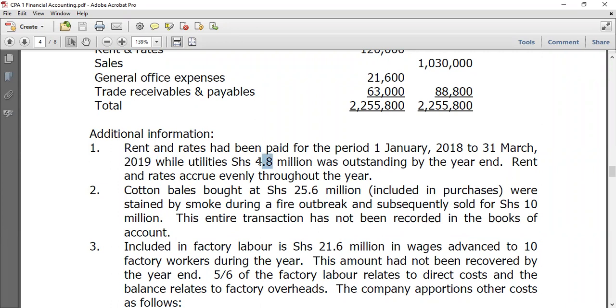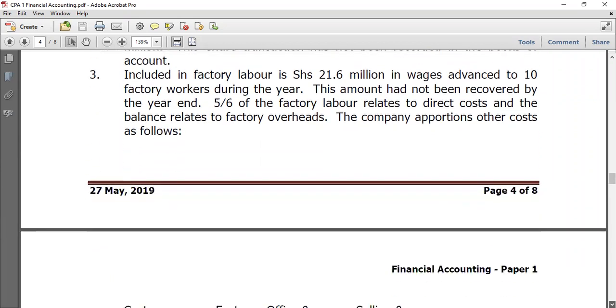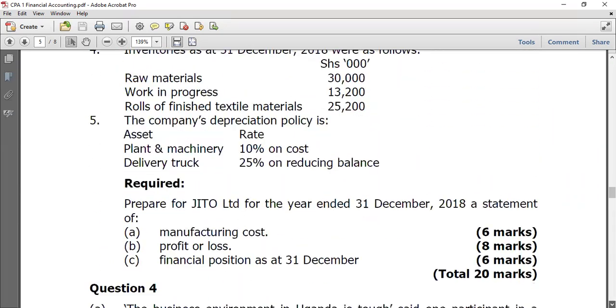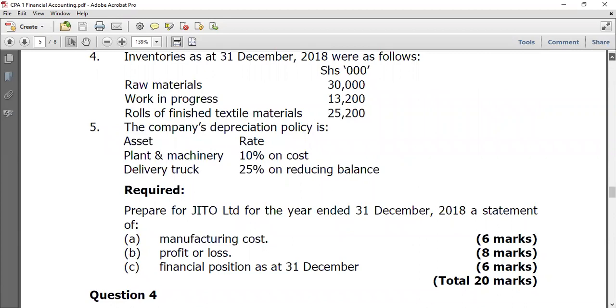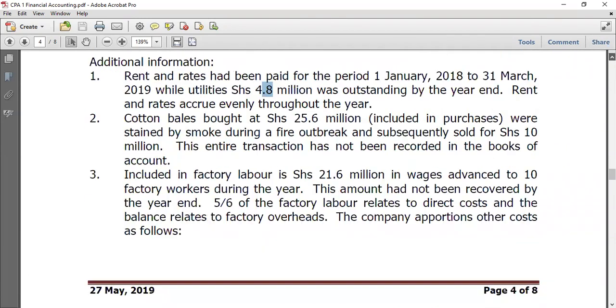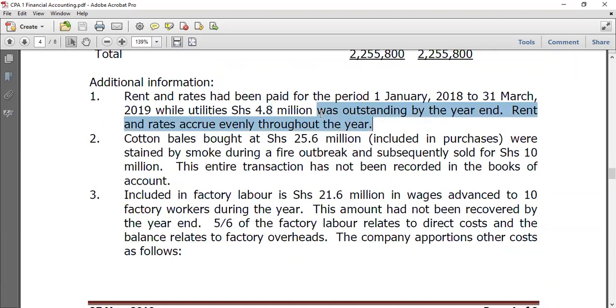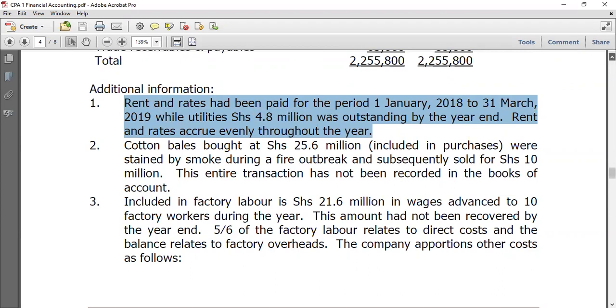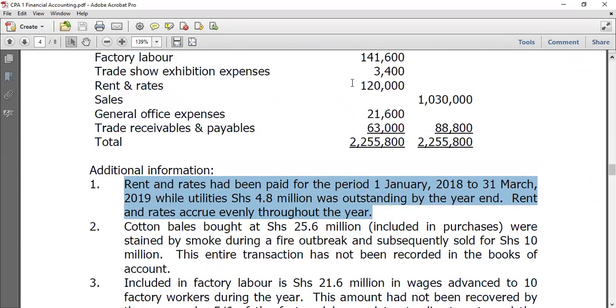Shillings 4.8 was outstanding by the year end. We have different adjustment entries here. This one has to prepare a statement of financial position and so on. But we have to make these adjustments. So I'm going to try out. I'm going to start with my rent. So this is my rent.